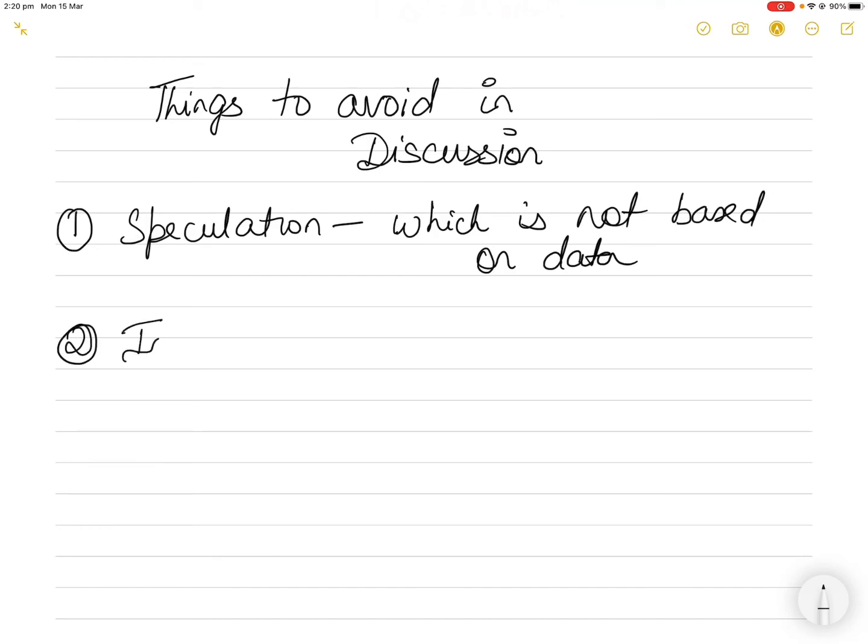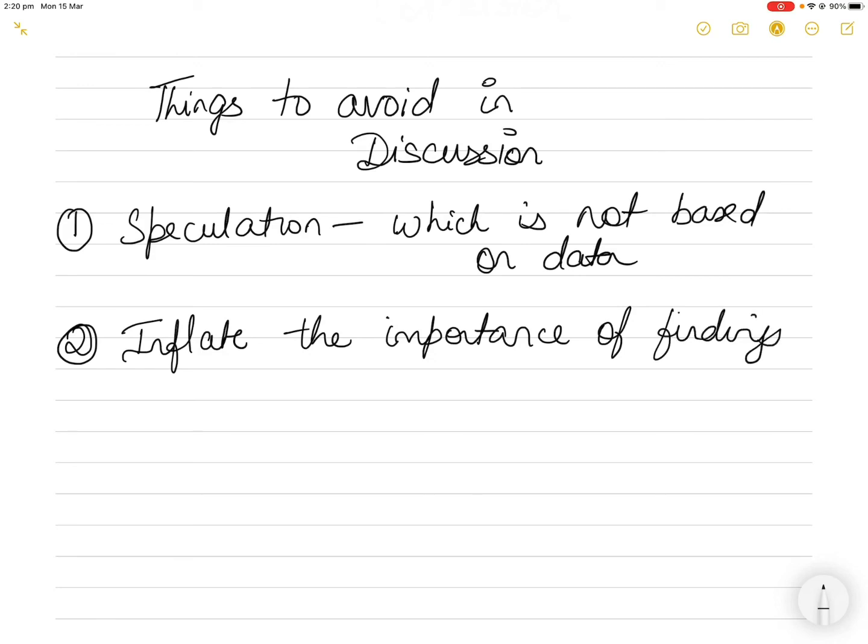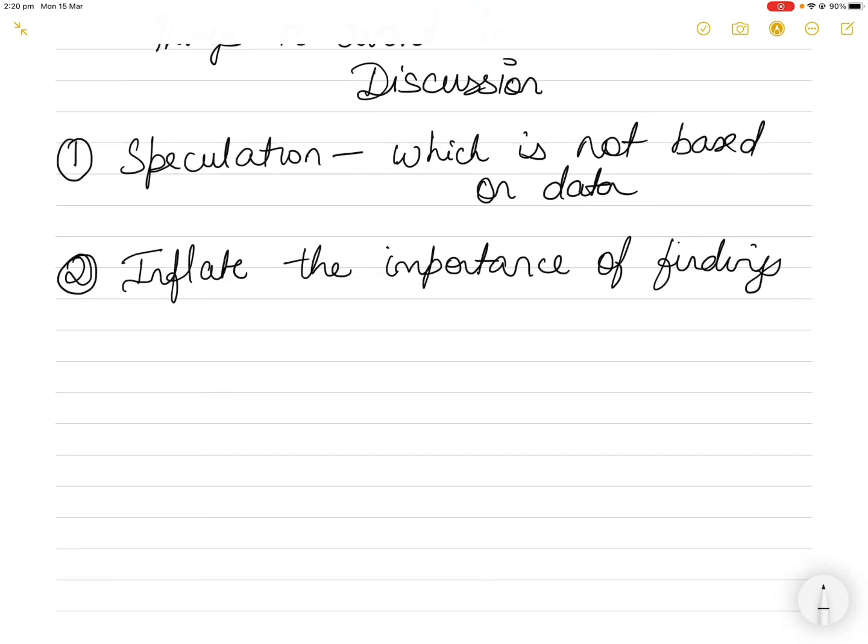The second is, do not inflate the importance of your findings. All right, you have to be very objective, very scientific. You cannot overpromise what you have found or create an impact which is not there. We all want to create a study which has an important contribution, which will be cited for generations. However, inflating the importance of findings which is not based on an objective analysis of data will be refuted. People will not accept it.